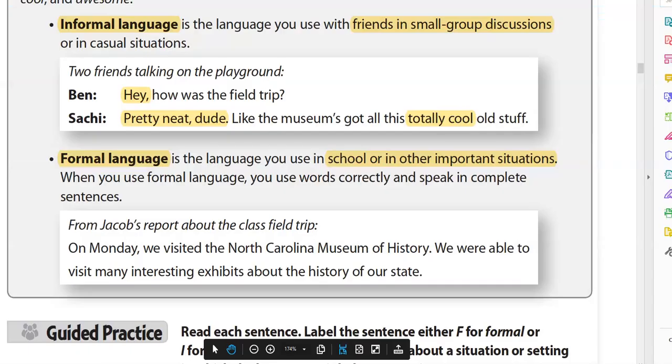Okay, so let's go back over to our example here for formal language. This is from Jacob's report about the class field trip. It says, on Monday, we visited the North Carolina Museum of History. We were able to visit many interesting exhibits about the history of our state. So let's look for the formal language here. I see there are two complete sentences. Here is one. On Monday, we visited the North Carolina Museum of History. The second sentence is, we were able to visit many interesting exhibits about the history of our state. So here we have complete sentences.